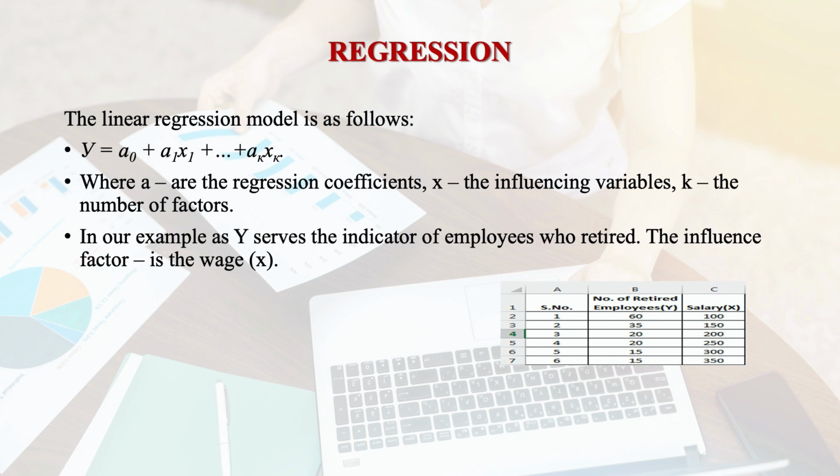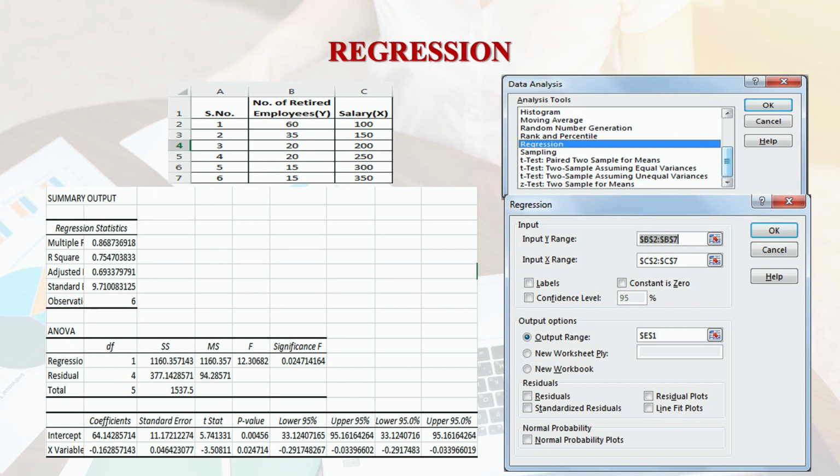Now in our example, y serves as the indicator of employees who retired, because we want to study the employees, and the influence factor is in fact the wage, that is x. Now we can simply use the data analysis toolpack. Just go to the data tab, click the data analysis option, the window will pop up, and from that window you select the regression option and click OK. Then you pass on the x and y fields. That means you select the employees table and your wages part, that is the salary part. The wages are in fact independent, so they are taken under the head X, and the employees are dependent, so they are taken under the head Y.